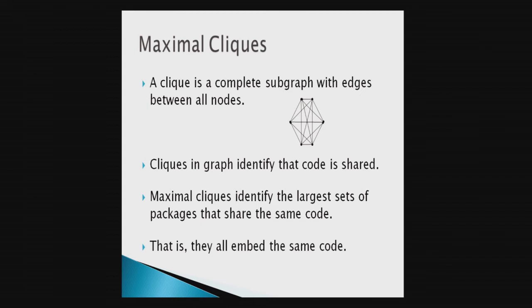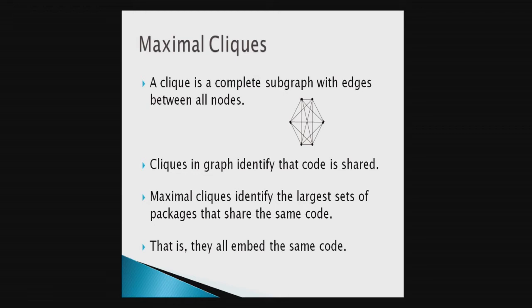A clique is a complete subgraph with edges between all nodes. Now, cliques in our package relationships graph identify code that is shared. So all those nodes in that clique, which are packages, all share code with each other. Maximal cliques in the graph, which means that you can't get a clique any larger than this particular clique, identify the largest sets of packages that share the same code.